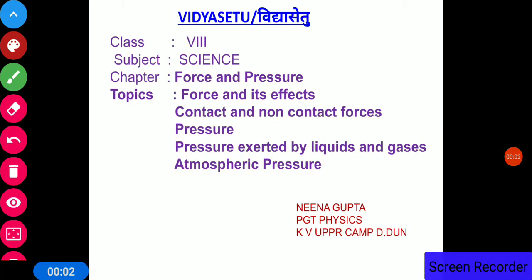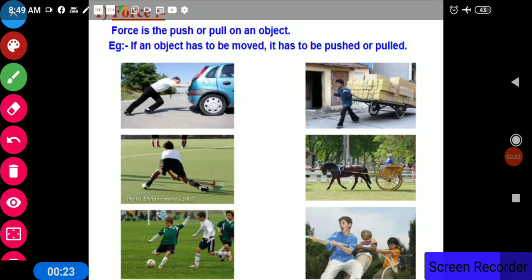Good morning to all. Let us start the lesson force and pressure. Now, in this, I am going to cover the following points: force and its effects, contact and non-contact forces, pressure, pressure exerted by liquids and gases, atmospheric pressure. So, let us understand the force.